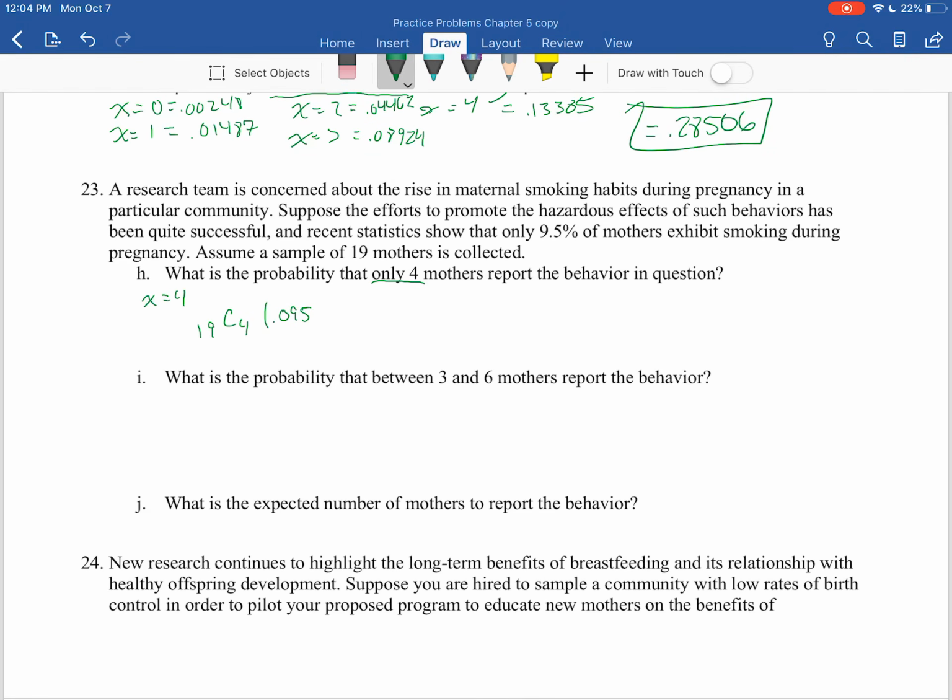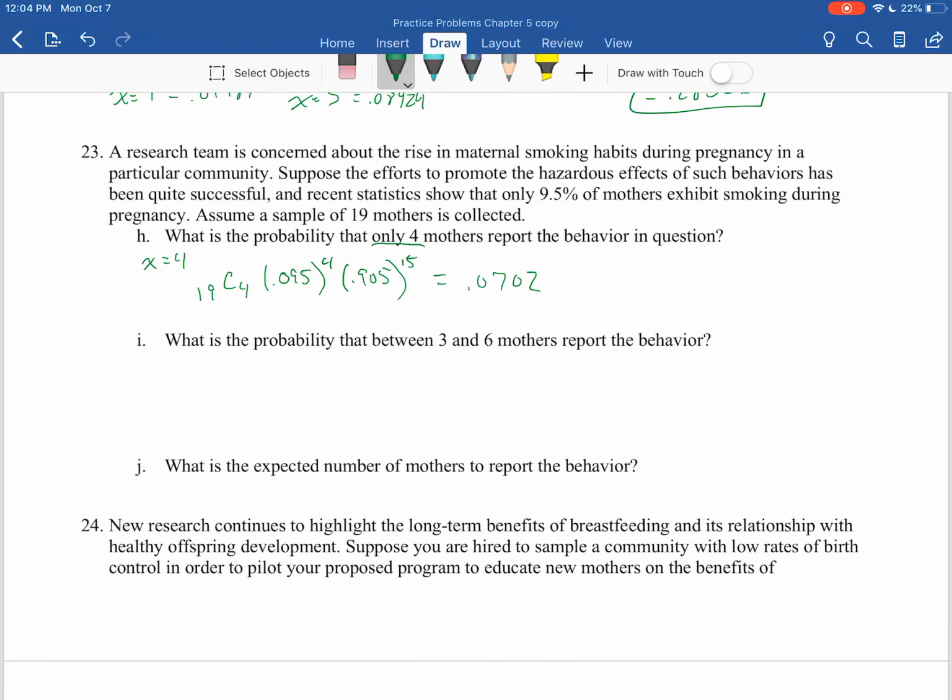0.095, our probability of these mothers smoking, right? Our maternal habits of smoking during pregnancy, to the 4th power, our x value, times the probability of q, 0.905, to the n minus x power, which is 15. Write all this out. Should get a value of 0.0702, or a 7% chance of finding only 4 mothers.